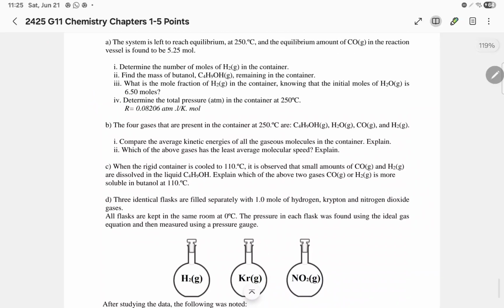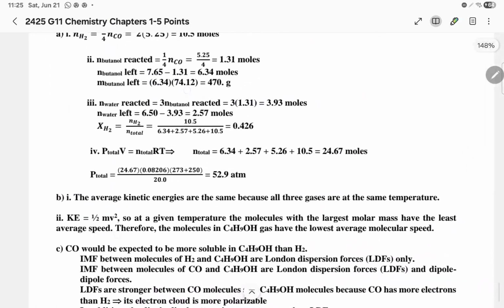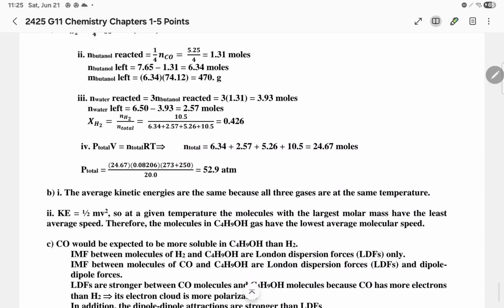Now part IV. Determine the total pressure in the container at 250 degrees Celsius. I think you need to do PV on RT, don't you? Yeah, you need to do PV equals nRT. P total, which is what we're finding, equals n total, which is just the sum of all the moles, which we just found by doing this here. R is given, T is also given, 250 plus 273, all over 20, which is the volume given also. Everything was given, and you get your answer.